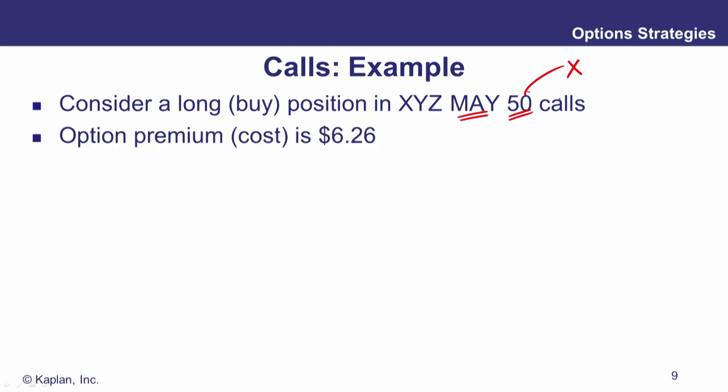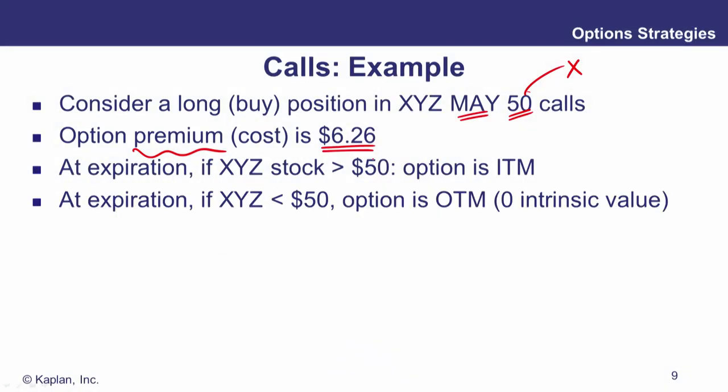So what does this look like? Well, first up, we are going to need to pay a premium for that. So the cost of this position is 6.26. Now the general idea, you've got the right to buy this underlying asset at 50. We don't know where it's going to be, but if it's above 50, you'll choose to pay 50 for something that's worth more than 50. So if the underlying is bigger than 50, it's in the money and you will exercise the option.